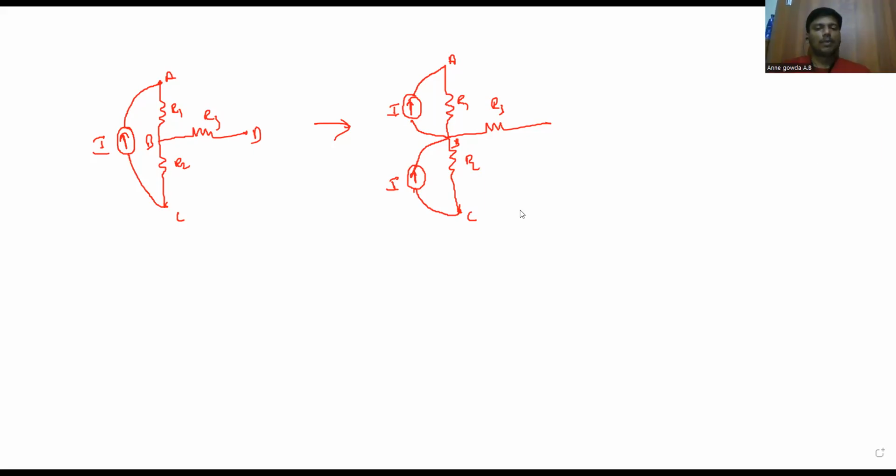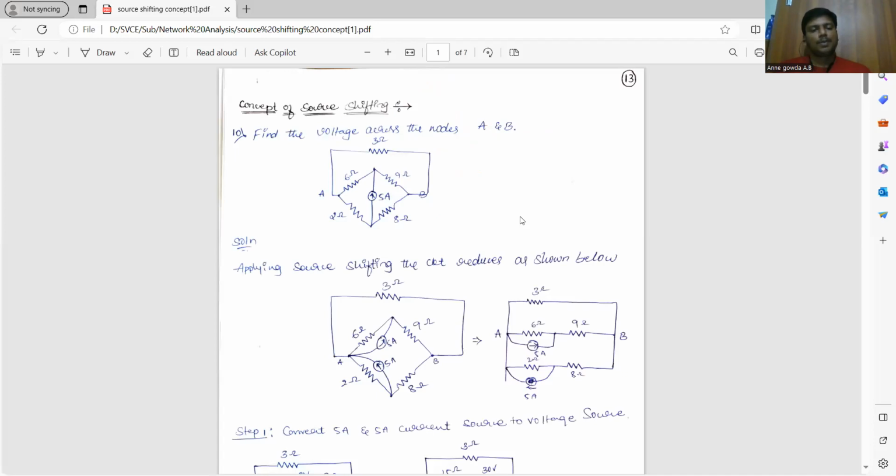Let's discuss one problem. In this particular problem, we should find the voltage across the nodes A and B. You can clearly see there is a 5 amp source, and if I designate this as node C and this as node D, the current is traveling between node C and node D, and there is no resistance directly in parallel with this 5 amps.